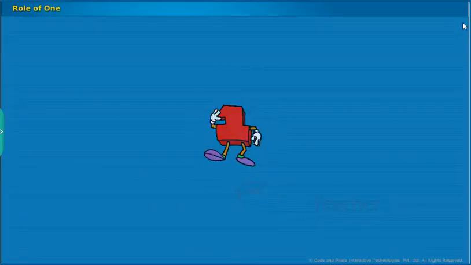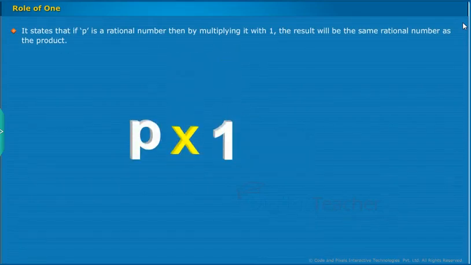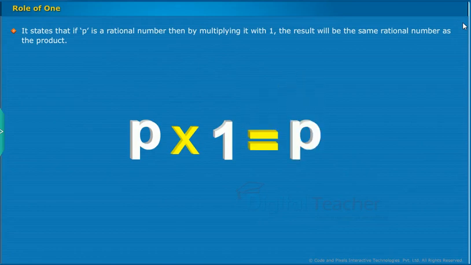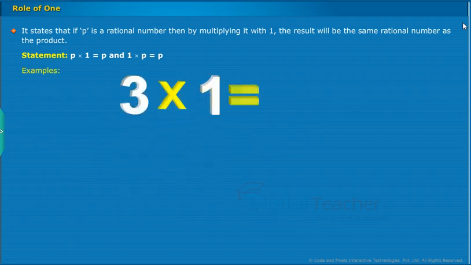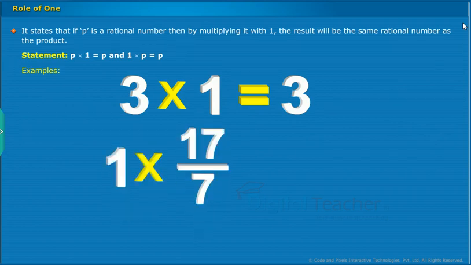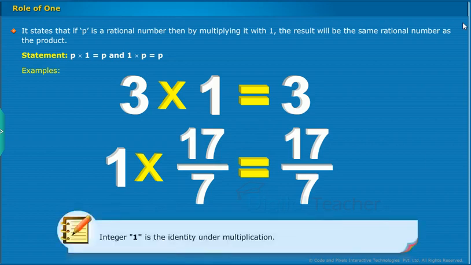Role of 1. It states that if p is a rational number, then by multiplying it with 1, the result will be the same rational number as the product. Statement: p into 1 is equal to p and 1 into p is equal to p. For example, when we multiply 3 with 1, we get the result as 3. And also when we multiply 1 with 17/7, we again get 17/7. Note: integer 1 is the identity under multiplication.